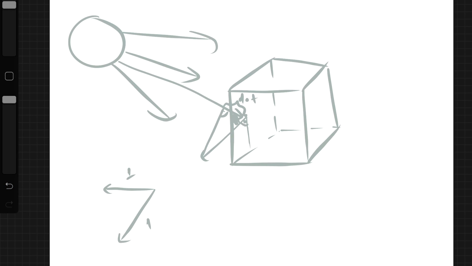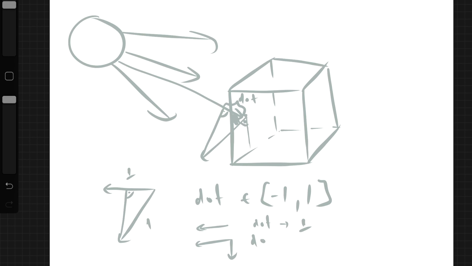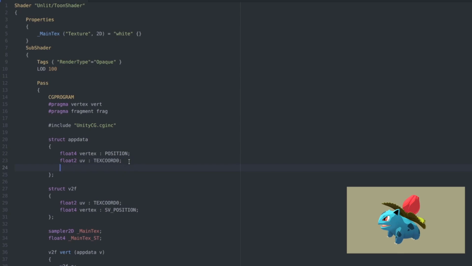If we normalize the two vectors, meaning we just make sure they're of length 1, since it simplifies the calculation, and the angle would always be the same regardless of the length, in this case the dot product would range between minus 1 and 1. If the light is directly hitting the point, then the dot product is 1. If it's at 90 degrees, then the dot product is 0. And if it's facing in the exact opposite direction, then it's minus 1. So let's go back to our code and implement this.